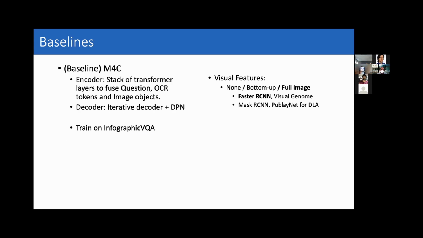We tried another baseline based on the M4C, which is from the scene text VQA world, which consists of an encoder, which has a stack of transformer layers that fuses the question, OCR tokens and image objects, and a decoder that iteratively decodes one word at each time step, which can be either from the OCR recognized words, or from a fixed vocabulary. We trained it on infographics visual question answering. Again, we did different ablation studies with different visual features, and in this case, the visual features of the full image and Faster R-CNN were the best.